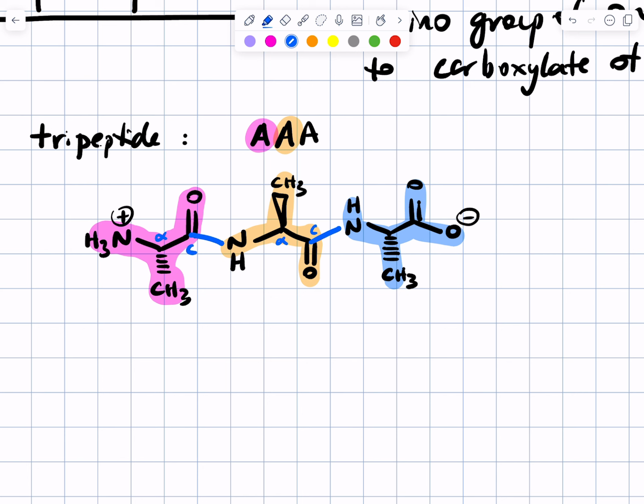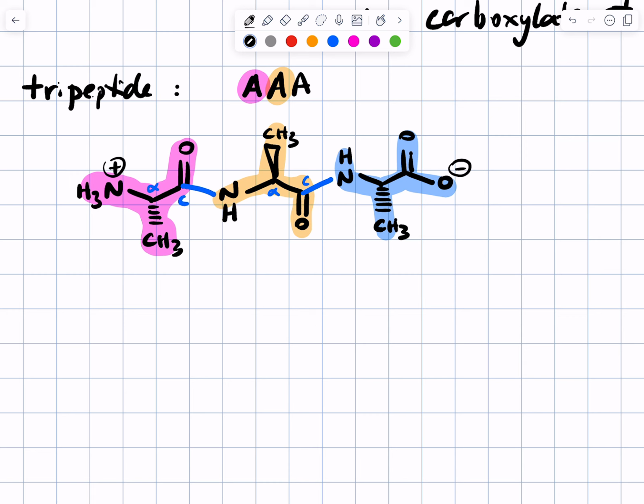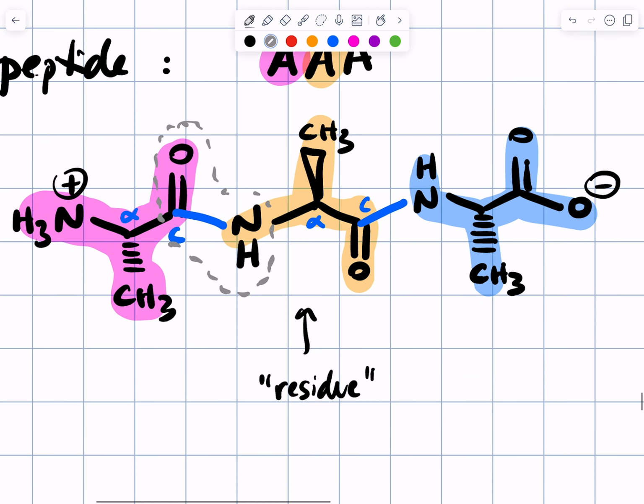So when you look at a peptide, you can divide it up into its component amino acids, which are no longer amino acids anymore. They're involved in amide bonds. So we'll call each one a residue. For example, the orange one is the second residue, the second alanine residue. The blue bonds are functional groups. The blue bond is between the carboxylate carbon of the first alanine residue, the pink alanine residue, and then the nitrogen of the orange alanine residue.